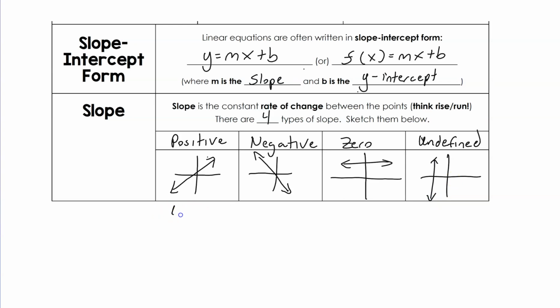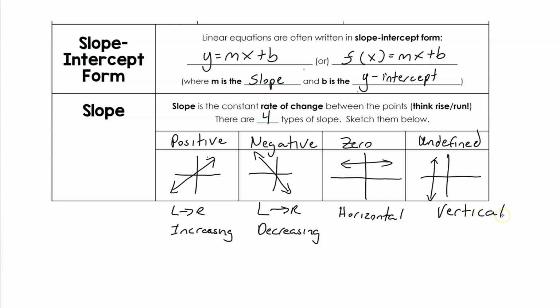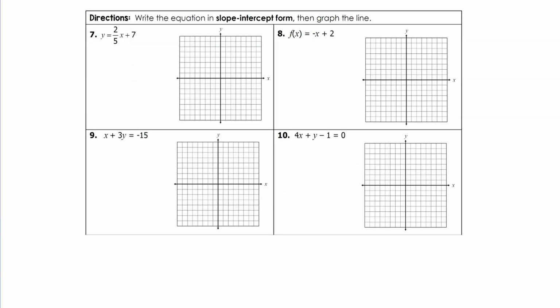Okay, so this one is from left to right, we are increasing. This is from left to right, we are decreasing. This is horizontal. And this one is vertical, right? All should be reviews from Algebra 1.